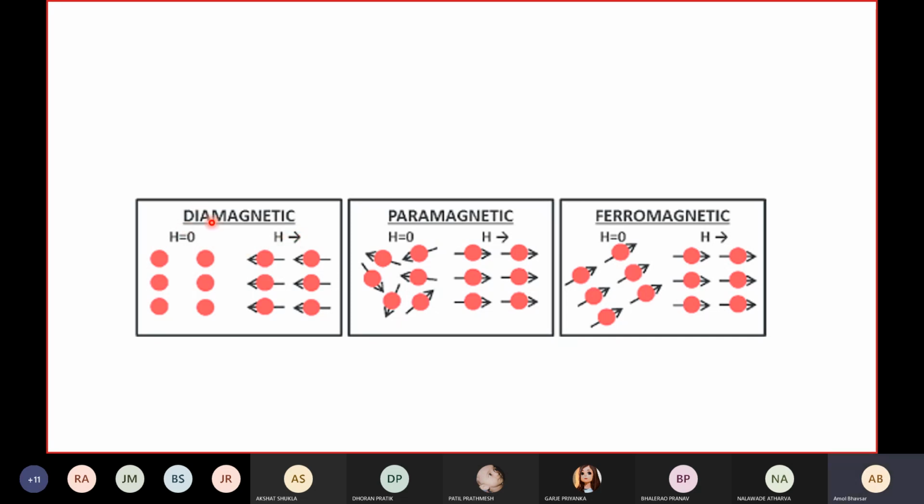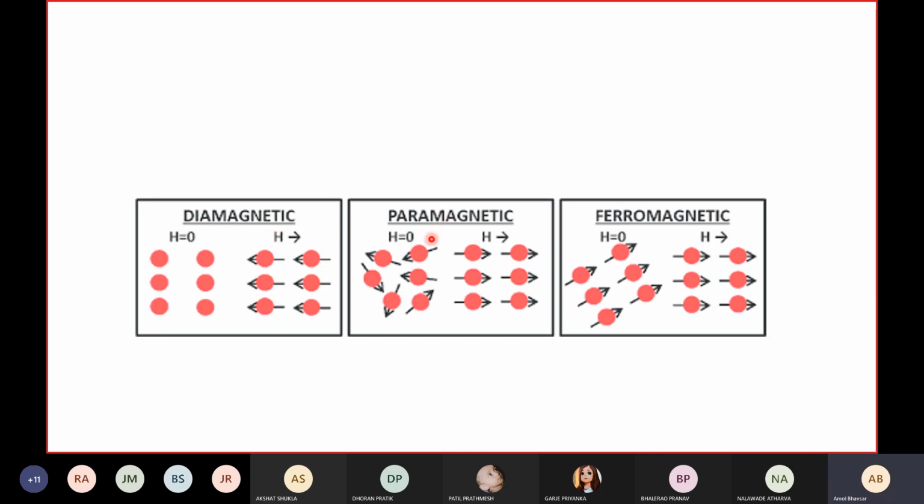In the case of diamagnetic material, this is the case when the external magnetic field is zero, and this is the case when you apply the external magnetic field. All the dipole moments of this material are aligned opposite to the direction of the external magnetic field. Such materials are called diamagnetic.